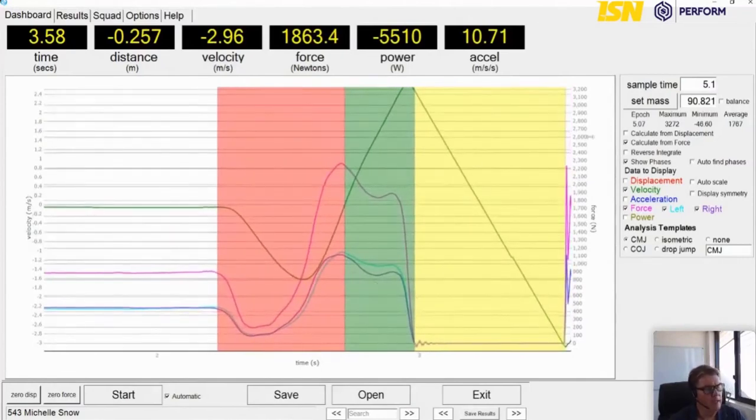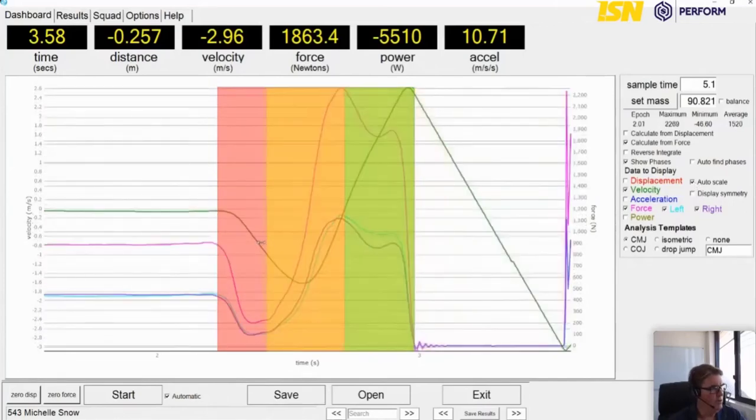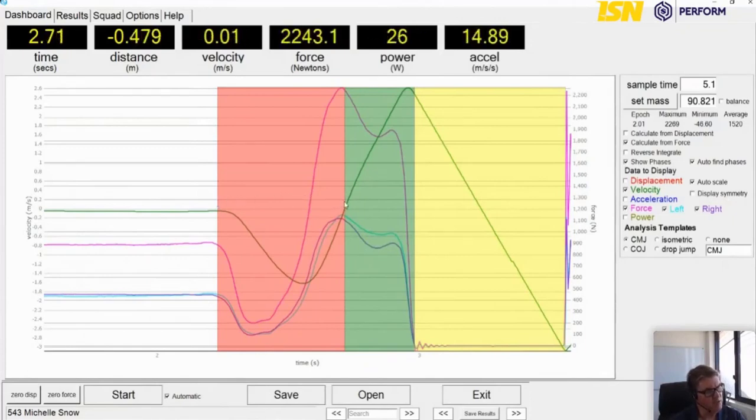So this is a typical counter movement jump here, and we see the start of the movement here, the force. This is the total force, and this is the left to right force measured using a single force platform. And the system automatically finds the various phases. So here we have the eccentric phase in red. We then have in green the concentric phase, and then in yellow the flight phase.